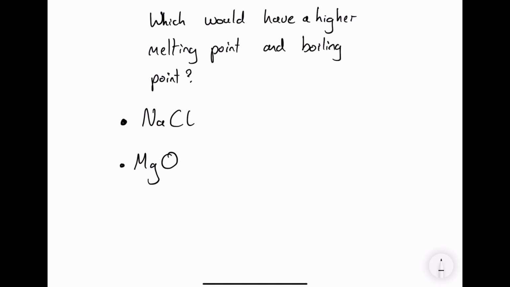Which would have a higher melting point and boiling point, sodium chloride or magnesium oxide? Sodium chloride is made of sodium ions, Na+, and chloride ions, Cl-. Magnesium oxide is made of magnesium ions, Mg2+, and oxide ions, O2-. As you can see, sodium and chloride ions have a smaller charge than magnesium and oxide ions. The greater the charge on the ions, the stronger the forces holding them together. So magnesium oxide has stronger electrostatic forces of attraction and therefore requires more energy to overcome these. So magnesium oxide has a higher melting point.